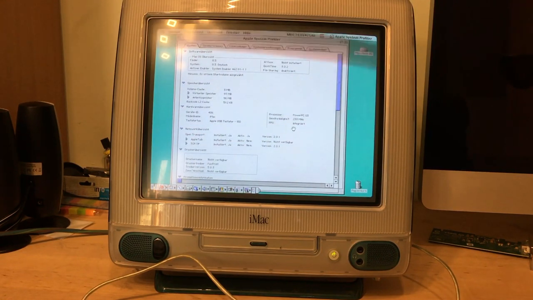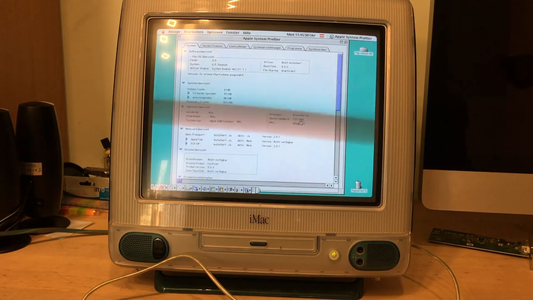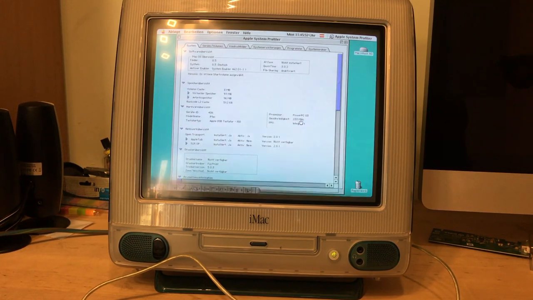And there we have it, the 233 megahertz PowerPC G3 processor, the original. The later ones had 266 and upwards. For example, my Lime has 333 megahertz. This has 233. And it is a Motorola CPU, by the way, if you didn't know that.